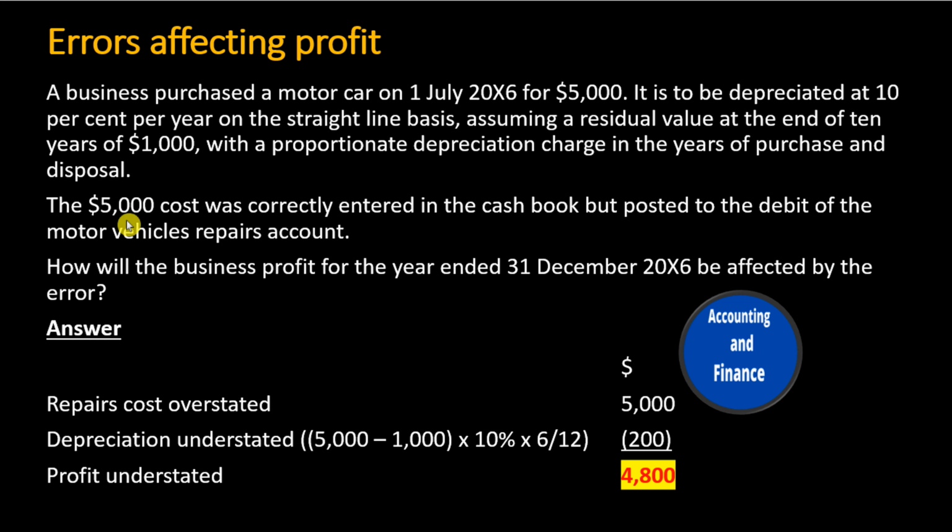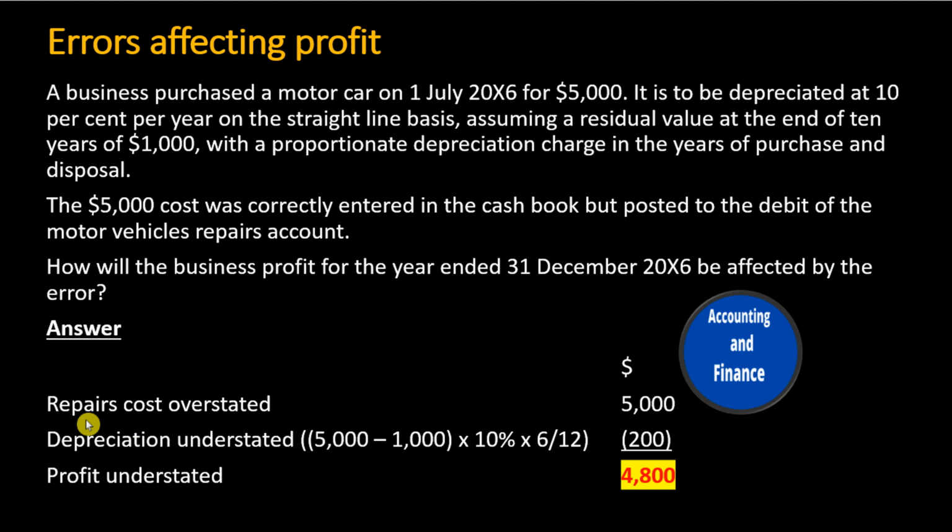The $5,000 cost was correctly entered in the cash book, but posted to the debit of the motor vehicle's repairs account. How will the business profit for the year ended 31 December 20x6 be affected by the error?